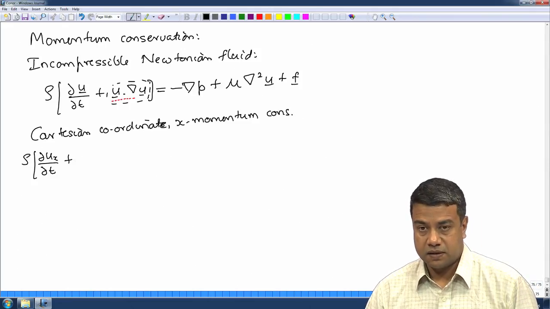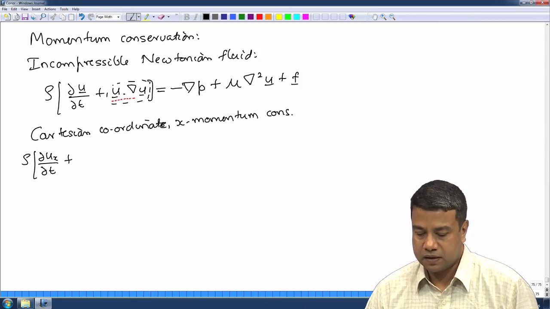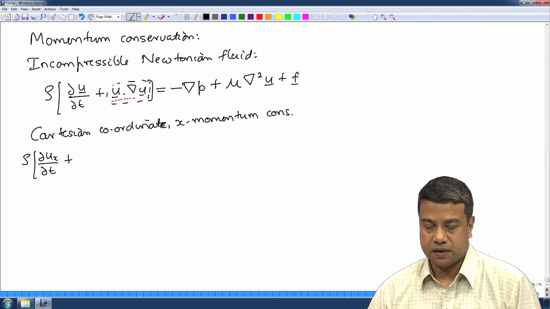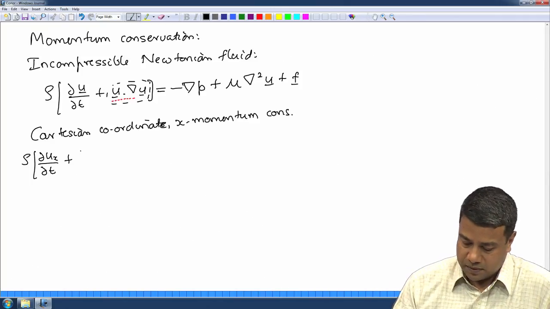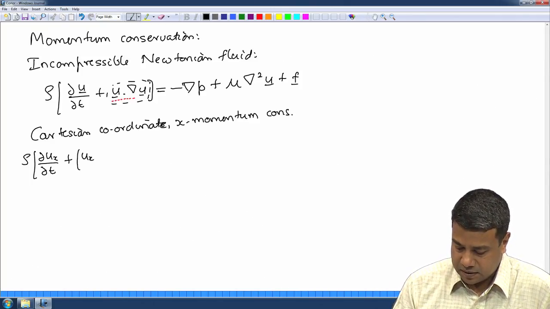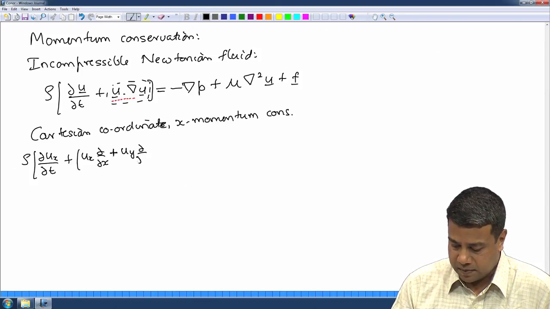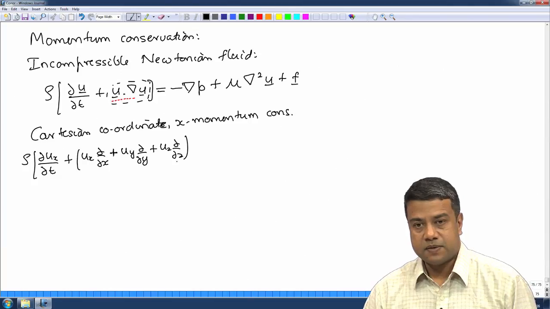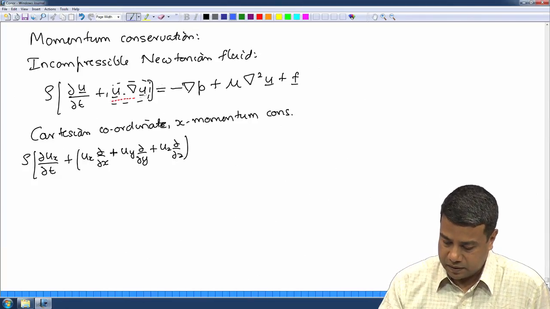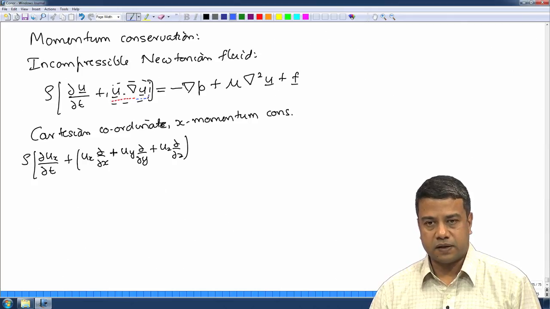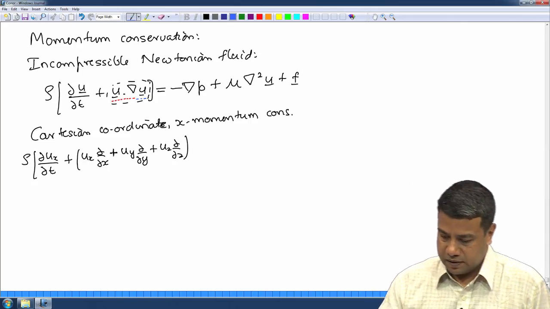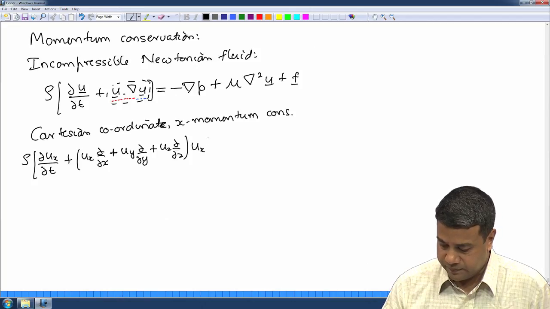The second term has a dot product between the u vector and the gradient operator. So, if I take a dot product between u vector, that is ux ex plus uy ey plus uz ez, and the gradient operator, what I am going to get is ux partial by partial x plus uy partial by partial y, and so on, times this operates on u vector. So, if I am taking the x component of u vector, this becomes just ux.